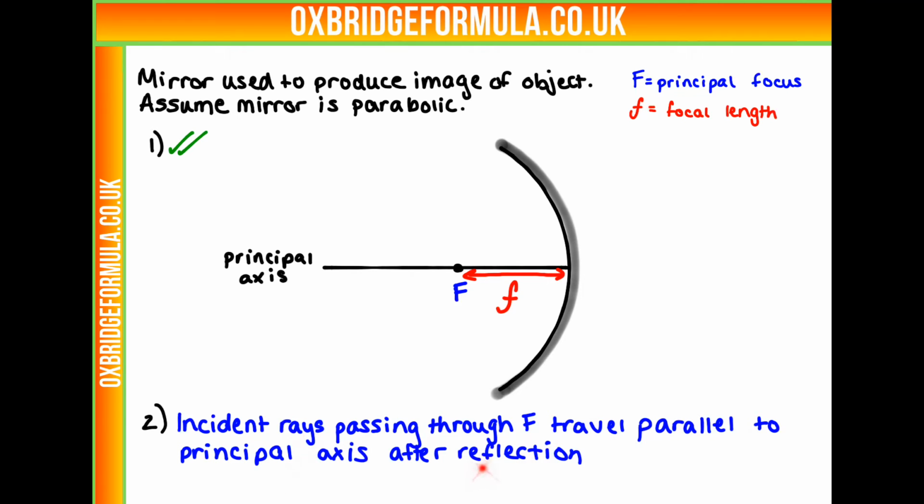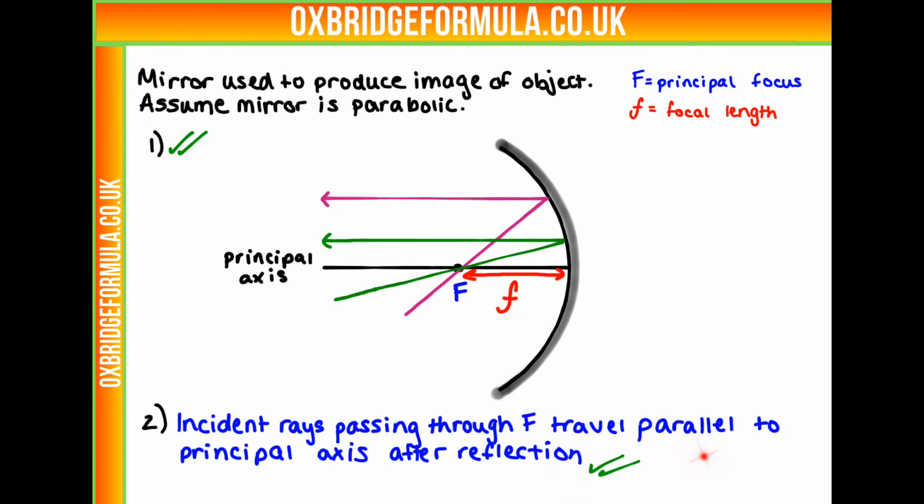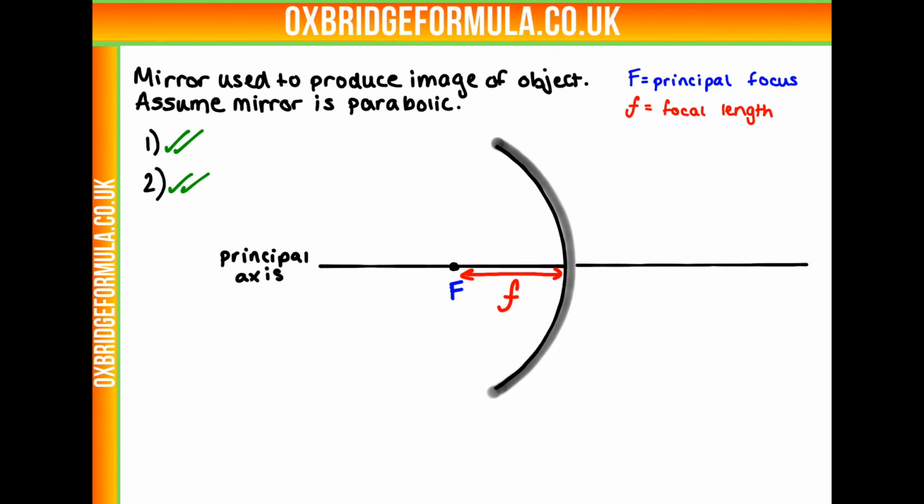Our second statement is that incident rays passing through our principal focus F travel parallel to the principal axis after reflection. Well, we just proved the inverse, so this one must be true. It's just going in the opposite direction. So if we bring our rays back from our last time, but make them go in the opposite direction, we can see that if it passes through F and hits the mirror, it's going to be reflected parallel, and same for our green one here. That is going to be true. So second statement, true.